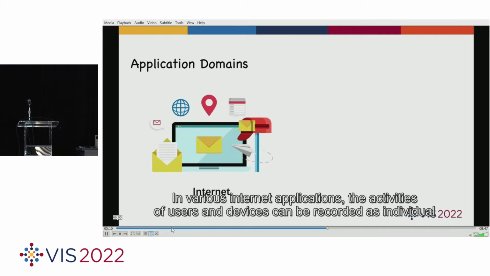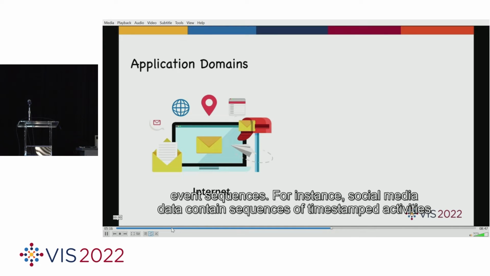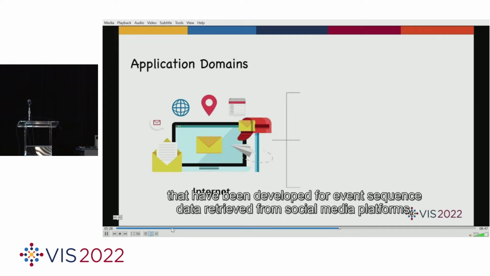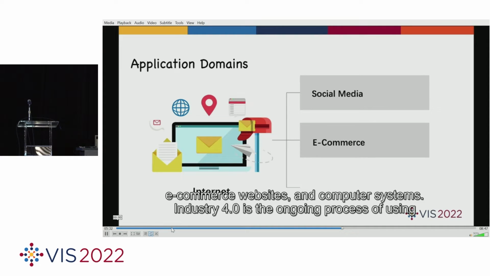In various Internet applications, the activities of users and devices can be recorded as individual event sequences. For instance, social media data contains sequences of timestamped activities for specific users that are recorded over time. We provide a review of the visual techniques that have been developed for event sequence data retrieved from social media platforms, e-commerce websites, and computer systems.